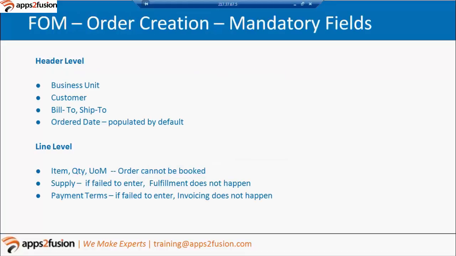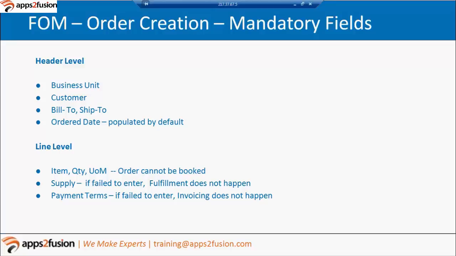Okay, so this is the differentiation between your header level and line level. The attributes that are present at header level are business unit, customer, bill to, ship to, and order date, which is populated by default, but if it is not populated by default, it is your duty to fill the order date, based on which the sales order is created. These are the attributes at the header level.